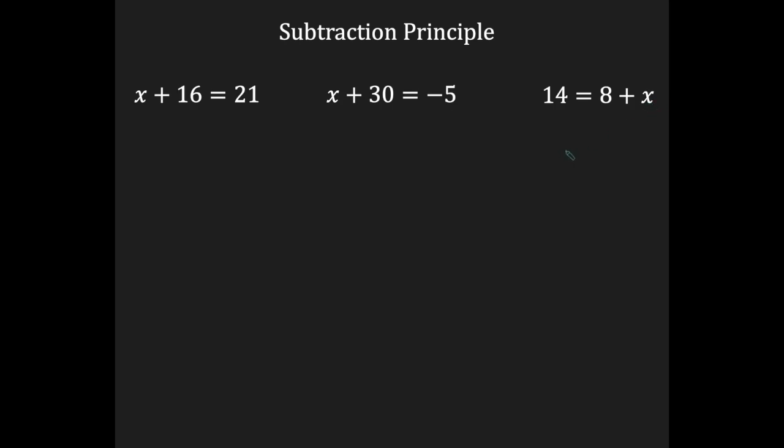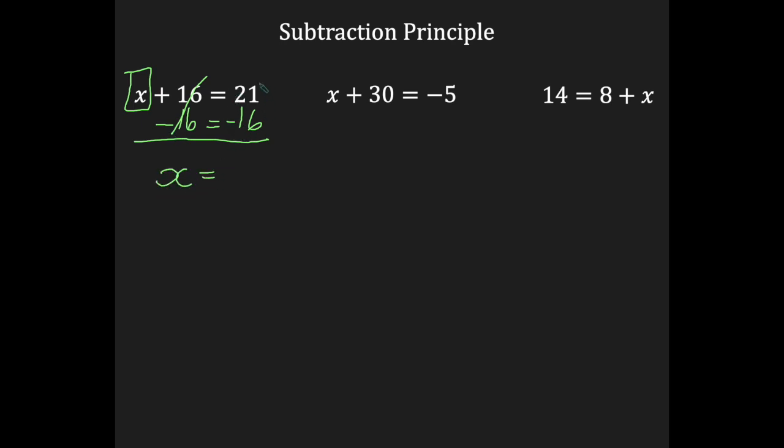Let's look at the subtraction principle. So again, I have 3 problems. Here's my first one. X plus 16 equals 21. My aim is to isolate the x, which means I need to get rid of the 16, which is connected by plus. The opposite of addition is subtraction. So I'm going to have to subtract 16 from both sides. This is eliminated, so I get x.